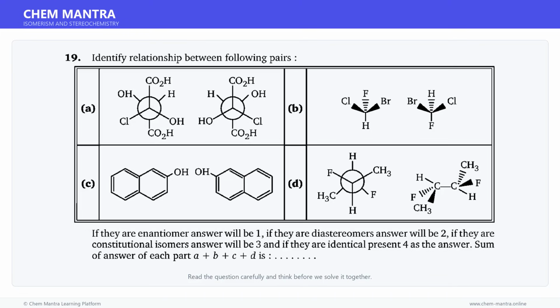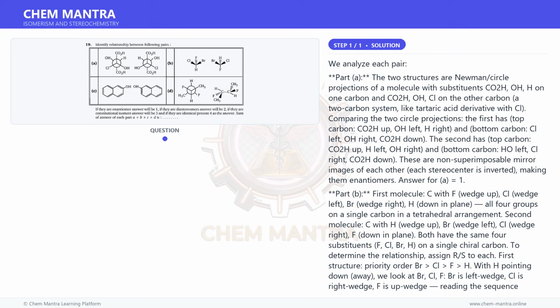Here is a question. Read it carefully and think about the answer. Let us solve it step by step. Let us begin solving this step by step. We analyze each pair. Part A.